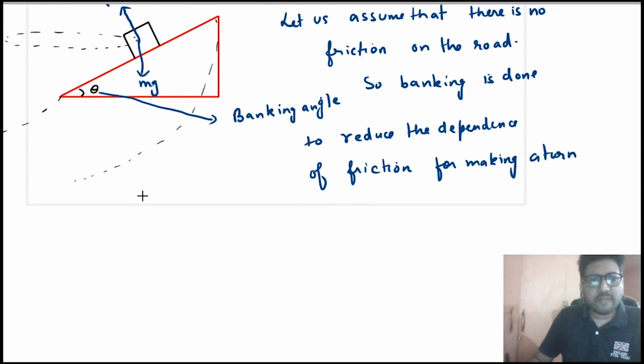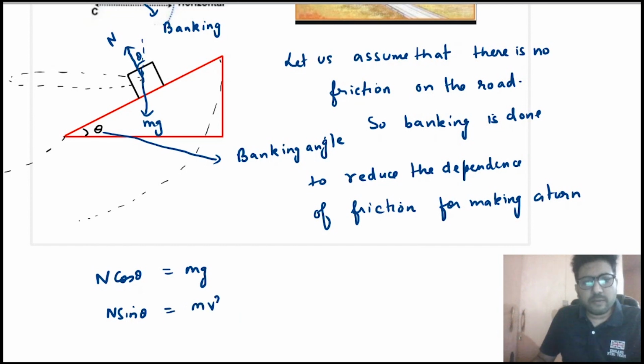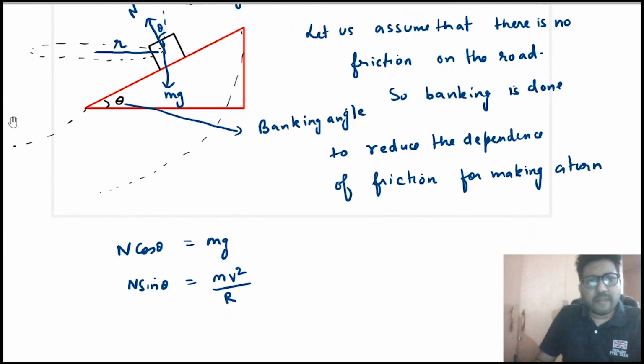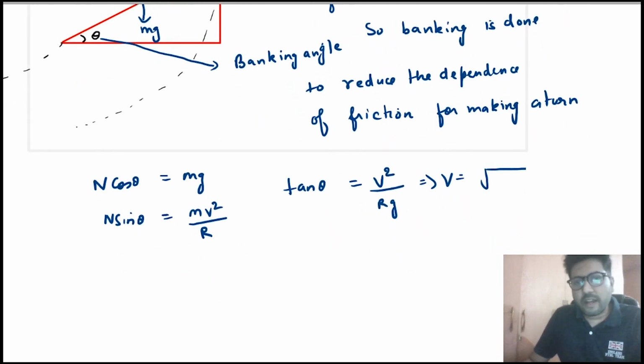So if you draw the FBD, you will see that because it is making a horizontal turn, the vertical forces must balance. Now if this angle is theta, this angle is also theta. So you will say N cos theta has to be balanced by mg, and N sin theta provides the centripetal force mv square by r, where r is the radius of the turn of the banked road. If you divide these two, you will get tan theta is equal to v square by rg, or v is equal to root over rg tan theta.